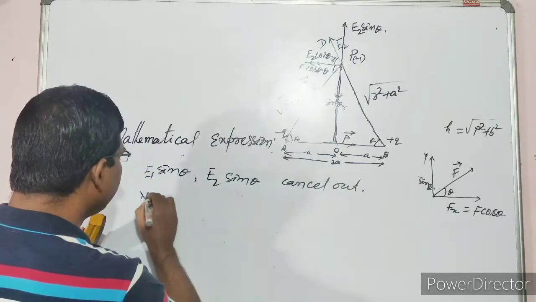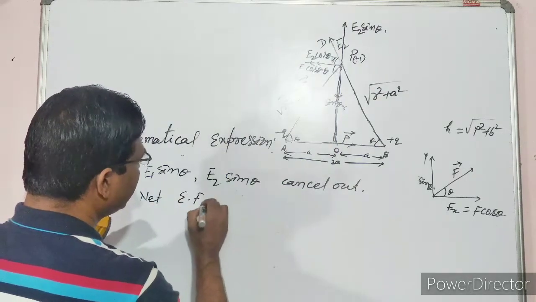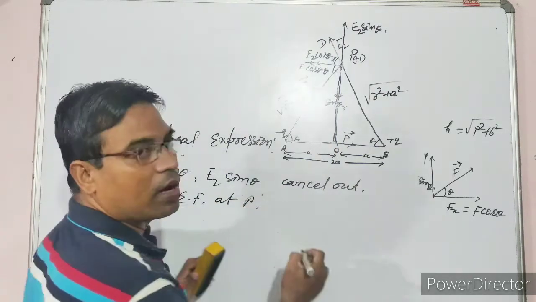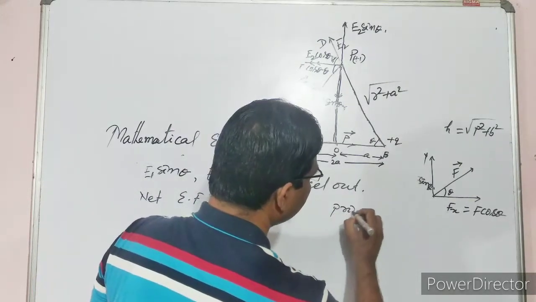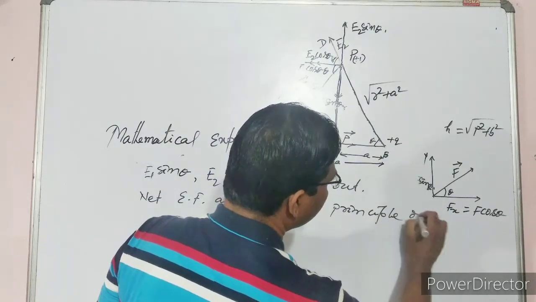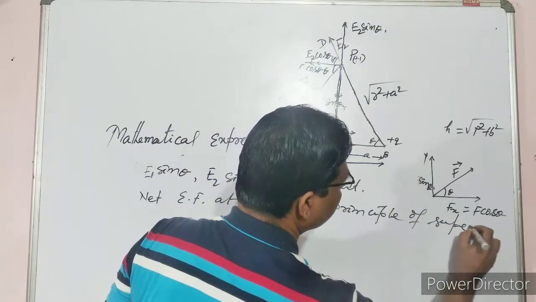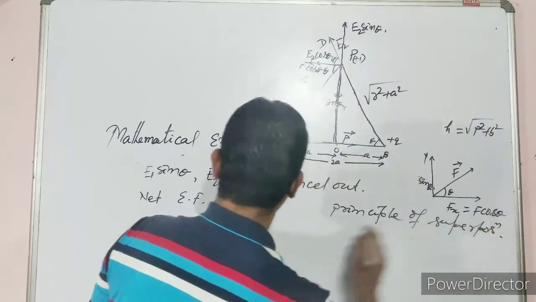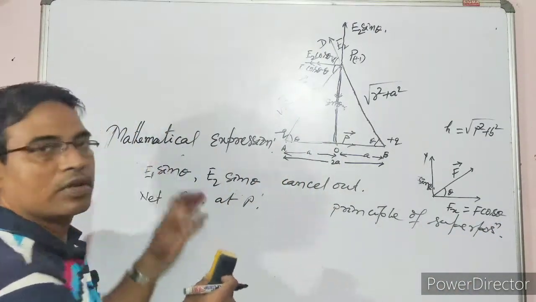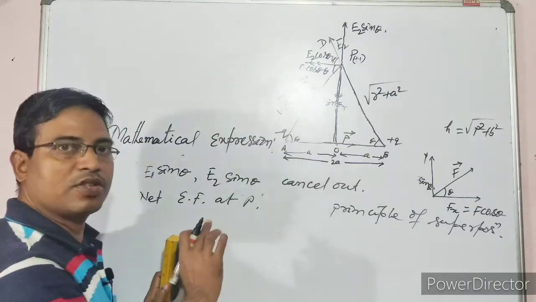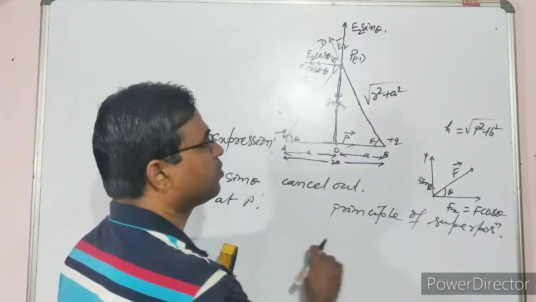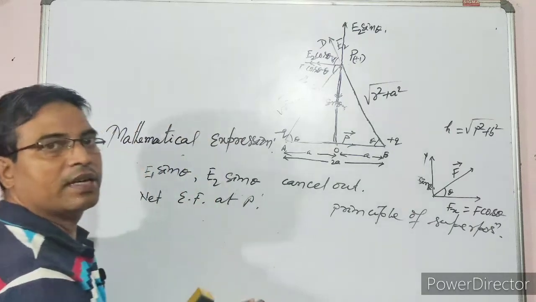Now, for the net electric field at P, what will we apply? The principle of superposition. Using the principle of superposition, don't worry about the direction. You can derive this in magnitude, and in the end you can write it in vector form, so you can use any unit vector.